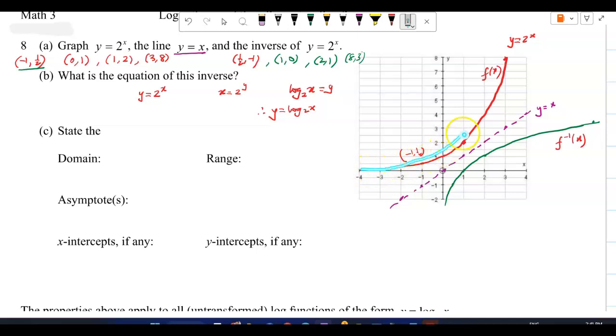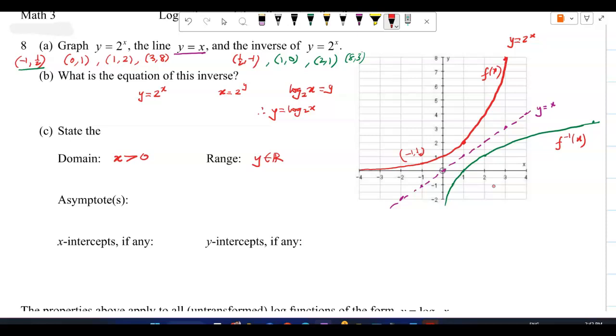So the domain of the function becomes the range of the inverse. We're looking at the green function. Now tell me the domain and range of this. The range of the exponential is always y greater than 0. So what is the domain of the inverse? Domain is x. x is greater than 0. Range, all real numbers.